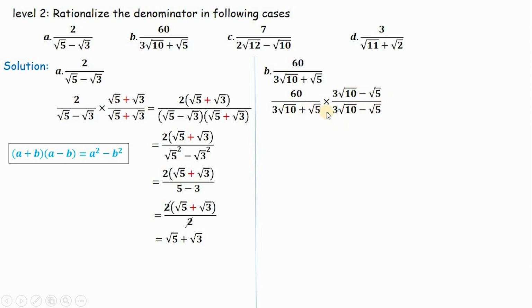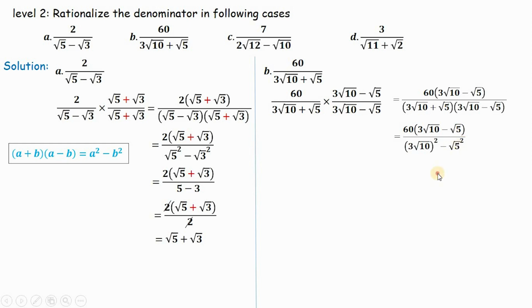So such numbers are called conjugate. Or we can say 3 root 10 minus root 5 is the conjugate of 3 root 10 plus root 5. Or you can say a rationalizing factor. So we'll multiply this. We'll get 60 into 3 root 10 minus root 5, and in the denominator we have used the identity a plus b into a minus b. So you'll get 60 into 3 root 10 minus root 5 and a square, that is 3 root 10 whole square, minus b square, that is root 5 square.